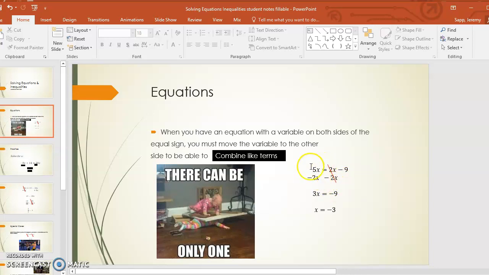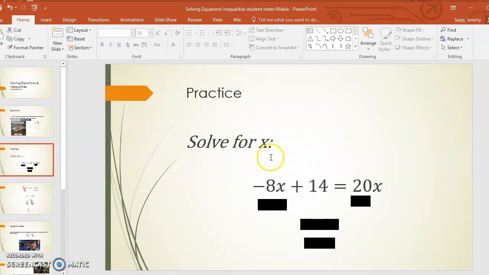5x minus 2x, I can combine those because those are like terms, and that gives me 3x. Over here you're left with a negative 9, so 3x equals negative 9. The last step, this is 3 times x. So the last step is always to divide by the coefficient. Divide by 3 on both sides, and you get x equals negative 3. Bada bing, bada boom.